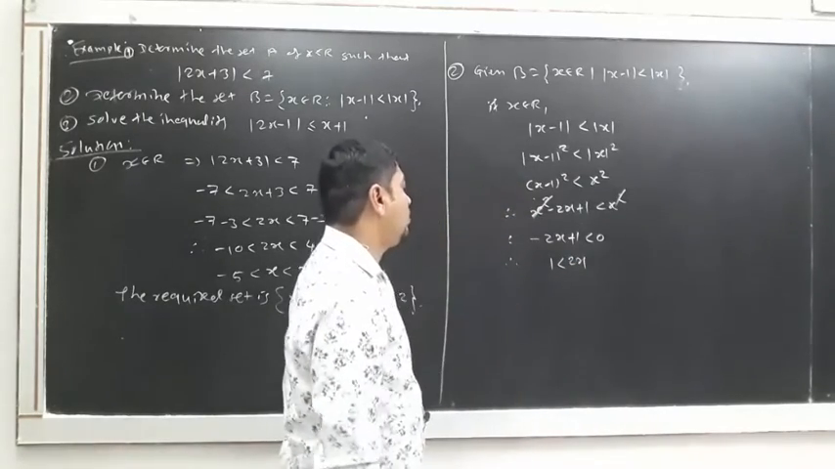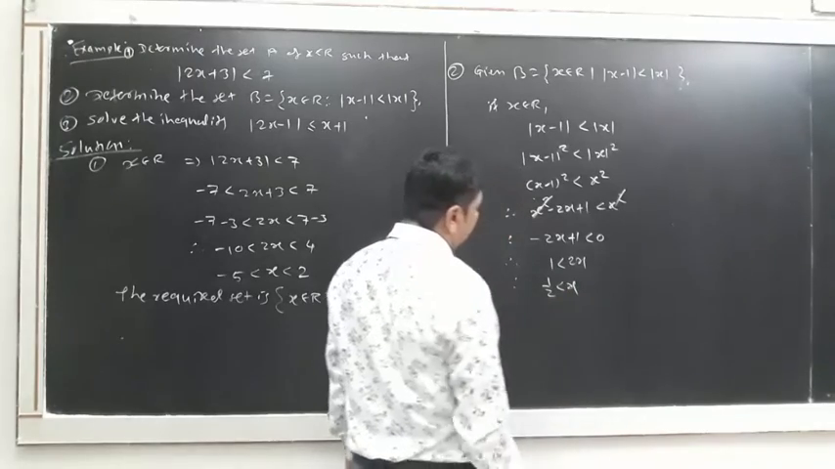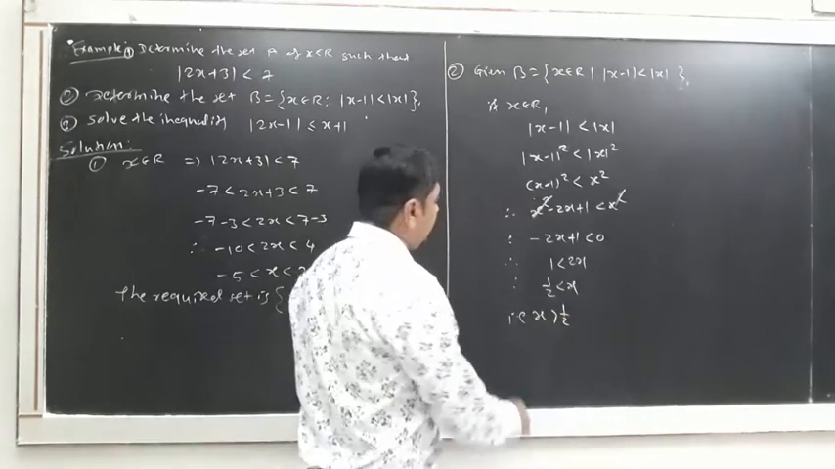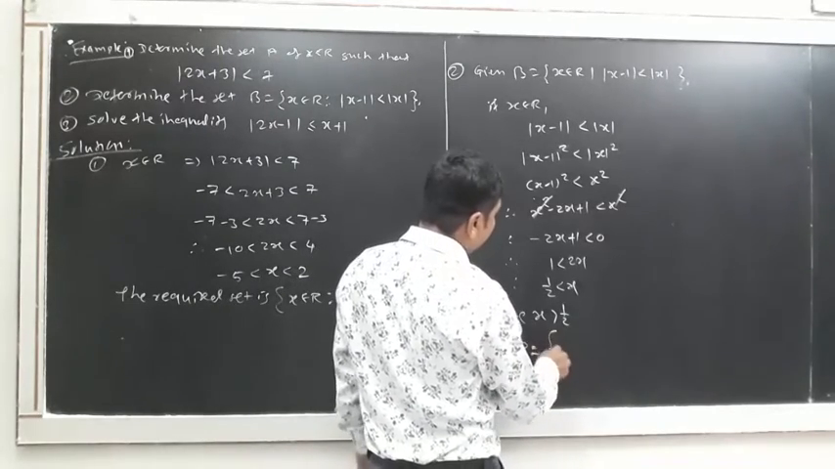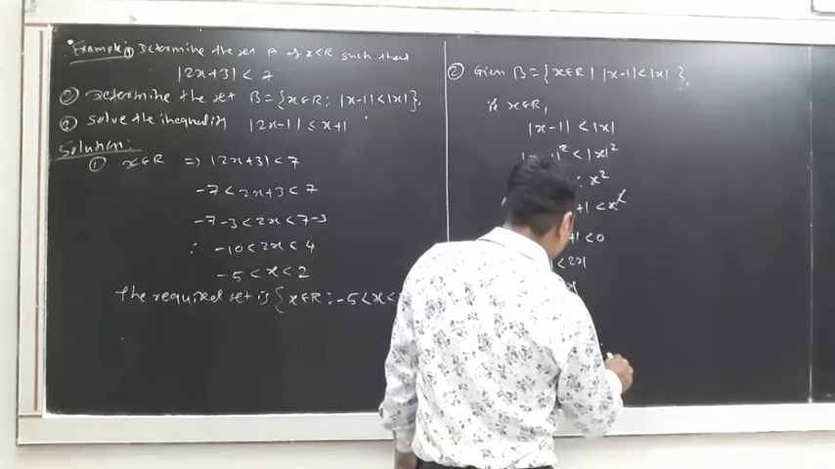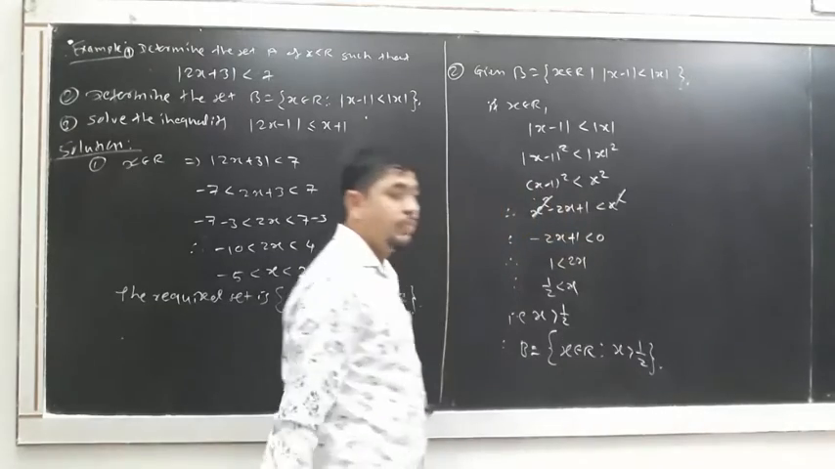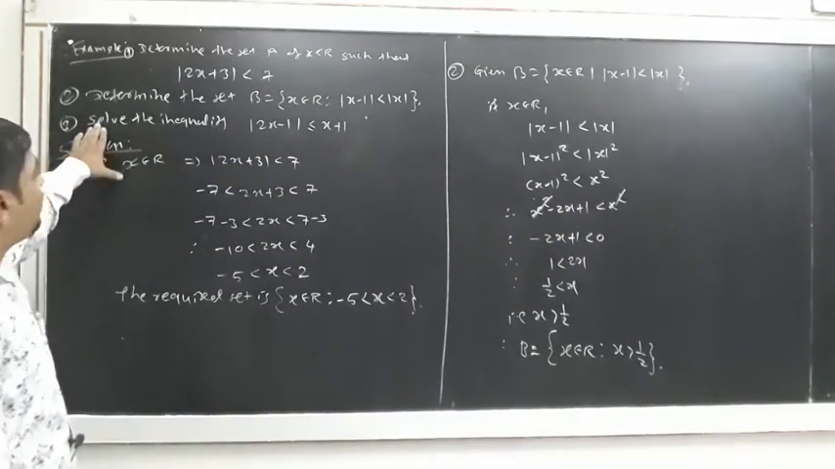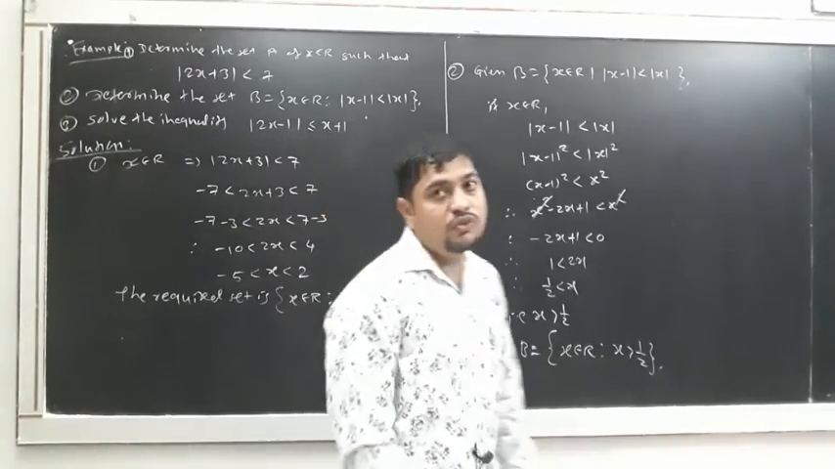strictly less than 2x, and therefore 1 by 2 is less than x, that is, x must be greater than 1 by 2. Therefore we can write our set B as all x belonging to R such that x is greater than 1 upon 2. In a similar way we can solve the third problem. This is the homework for you.